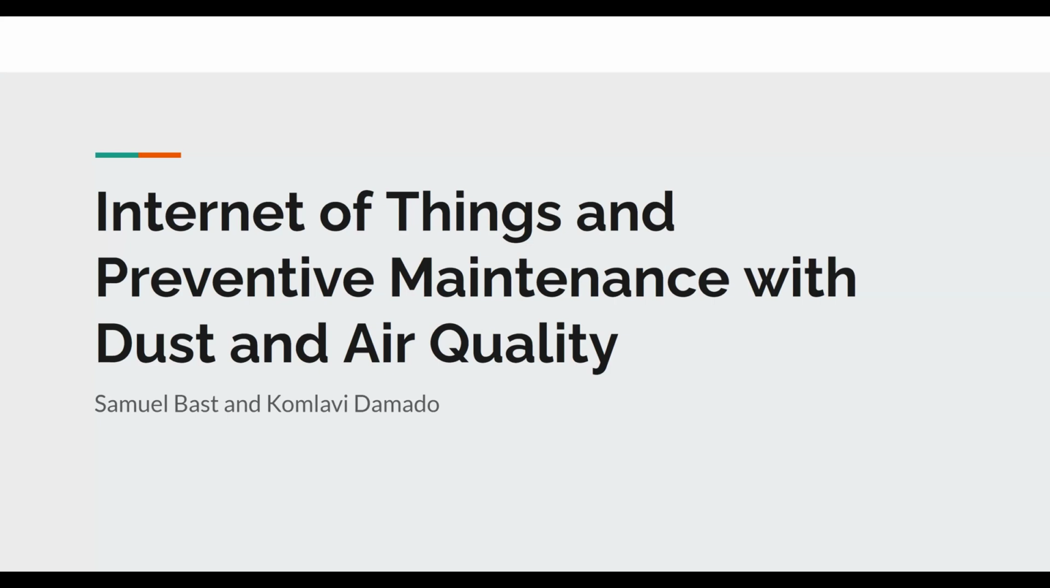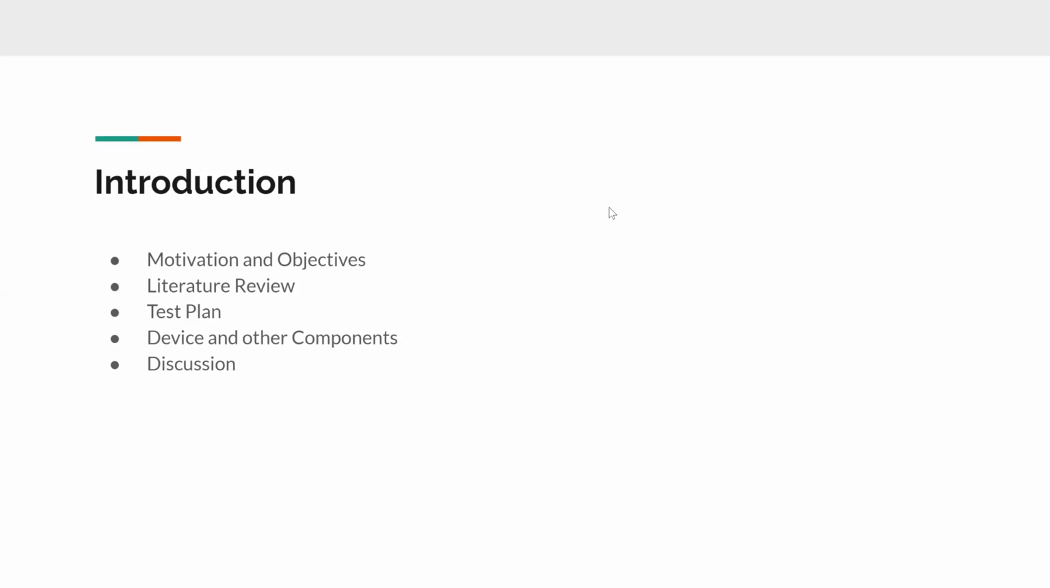And today we'll be talking about the research project that we've been learning about and trying to experiment with, which is the Internet of Things and preventive maintenance, specifically looking at dust and air quality with that preventive maintenance. So, in our introduction, we have the motivation and objective, literature review, test plan, device and other component, and the discussion.